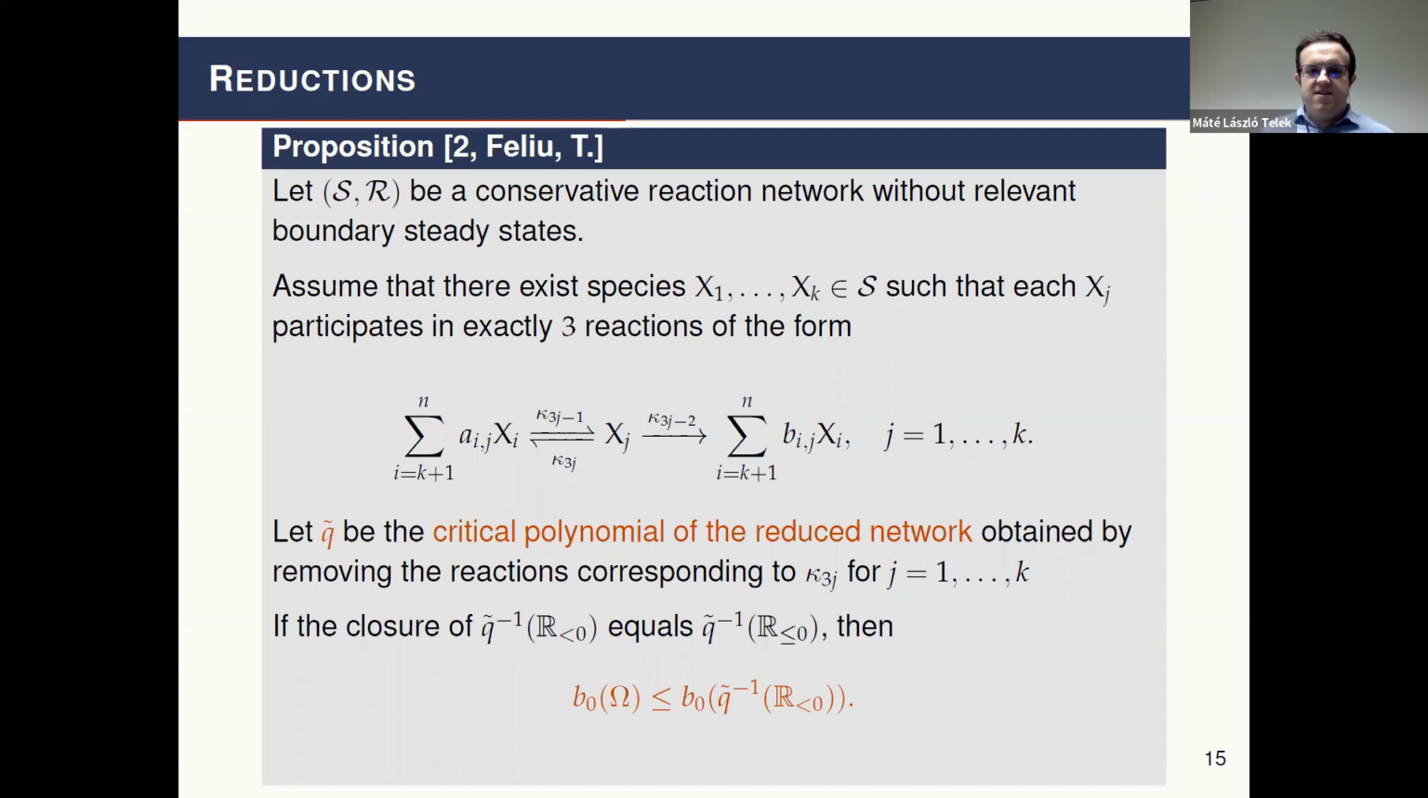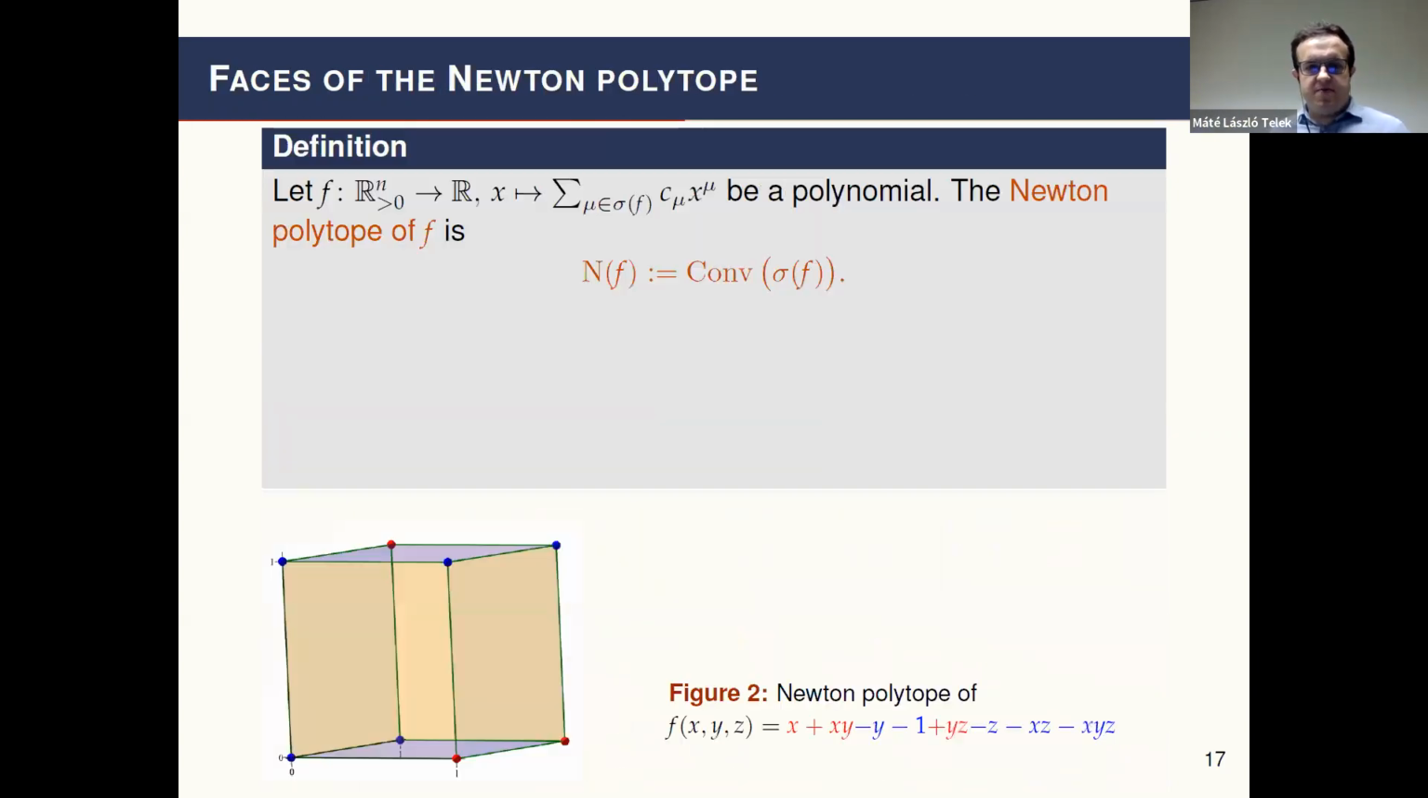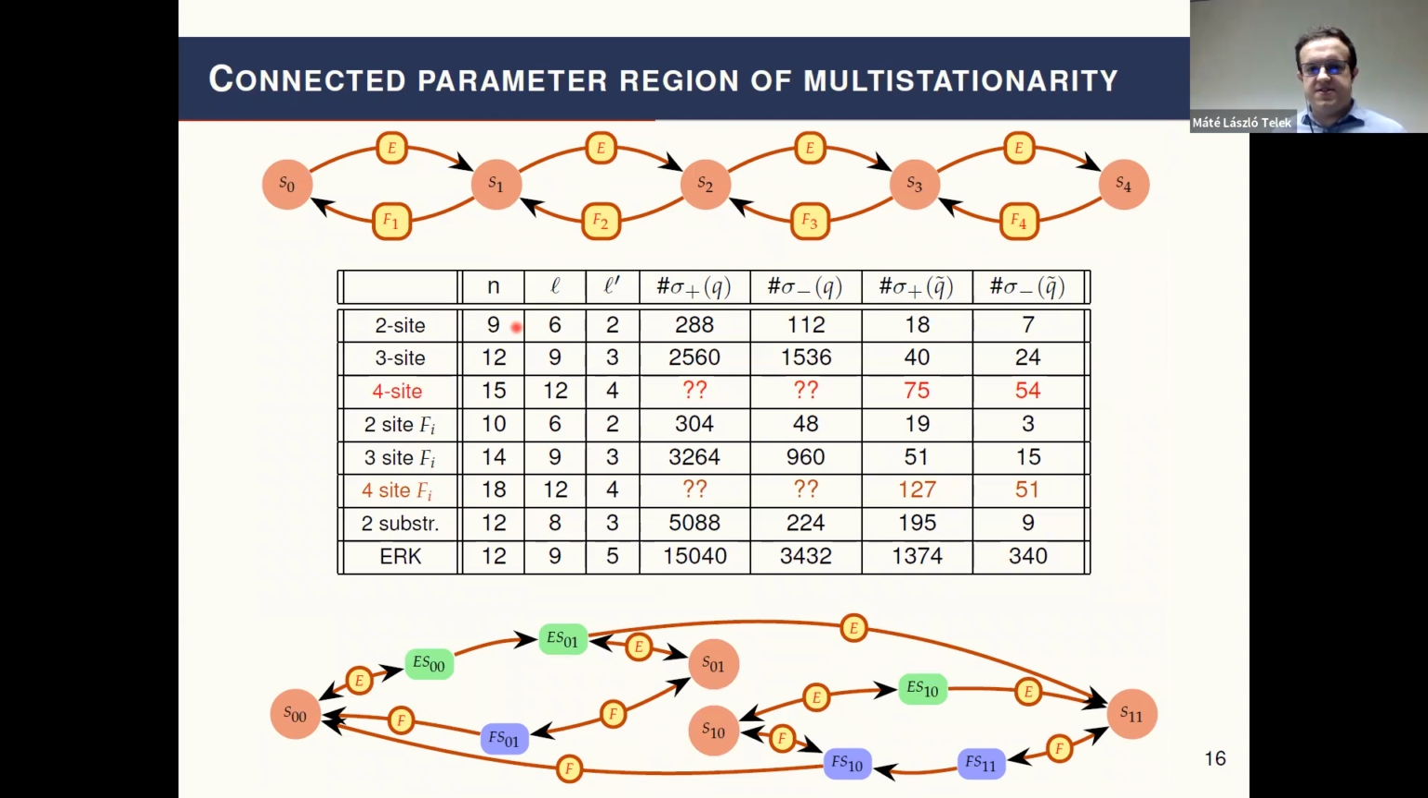So the moral is, let's remove these reactions, compute the critical polynomial, and say something about the original network. And in fact, by removing these reactions, we were able to compute the critical polynomial for the four-site phosphorylation system. The good news is, if you have different phosphatases, then the support of the critical polynomial has a strict separating hyperplane, so everything is nice, and you can conclude that the parameter region of multistationarity is connected. The bad news is, you don't have a strict separating hyperplane for the four-site phosphorylation system with the same phosphatases.